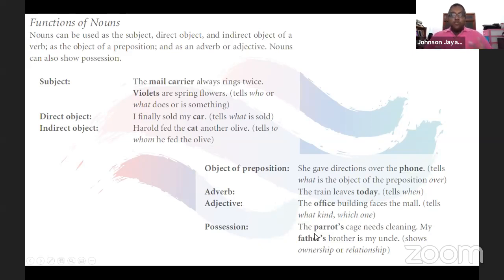Possession, as in it belongs: the parrot's cage needs cleaning. My father's brother is my uncle. So these are the functions of nouns in a sentence, but this subject and object business is what you need to really remember in terms of sentence construction, because you cannot have a sentence without a subject and also without a verb. We will be looking at verbs in our next lesson. Today we're just concentrating on nouns and the grammar rules related to nouns, okay?